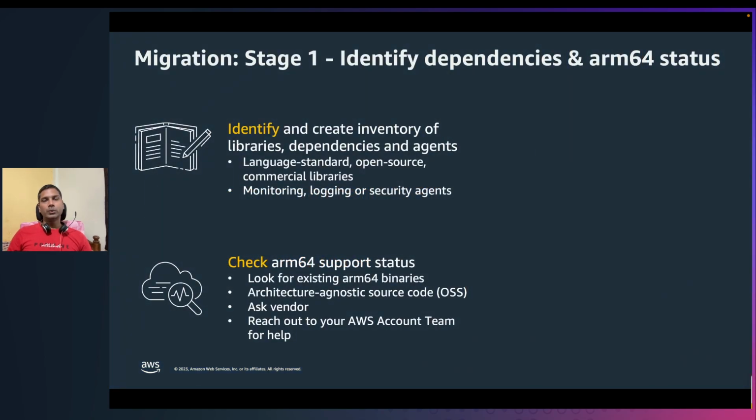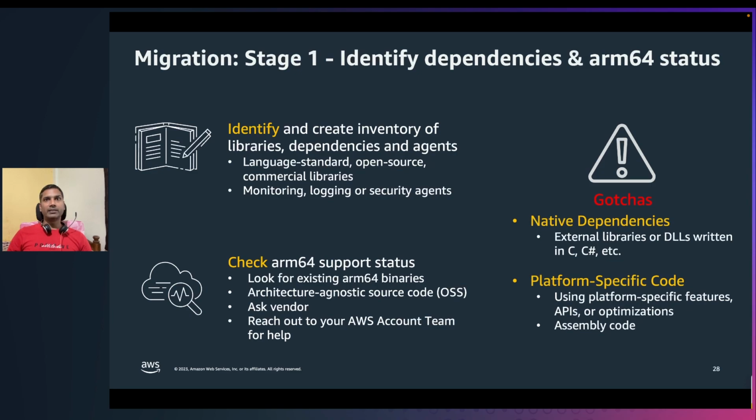In stage 1, you create a software dependency inventory of your application and list all dependencies including language standard, open source and commercial dependencies or libraries, along with any security, monitoring or logging agents used by your application, along with their versions. Once you have the inventory, identify ARM64 support for each of the dependent libraries and agents.